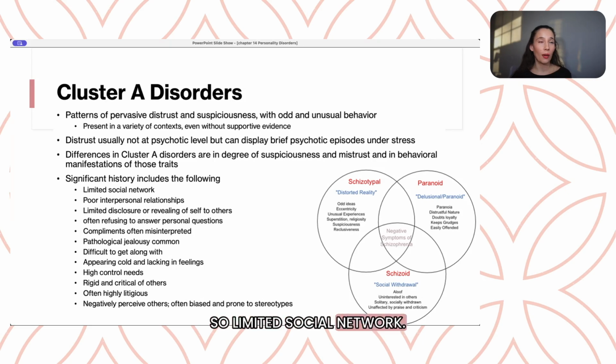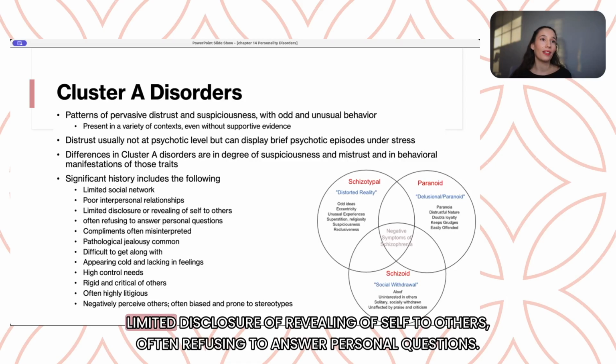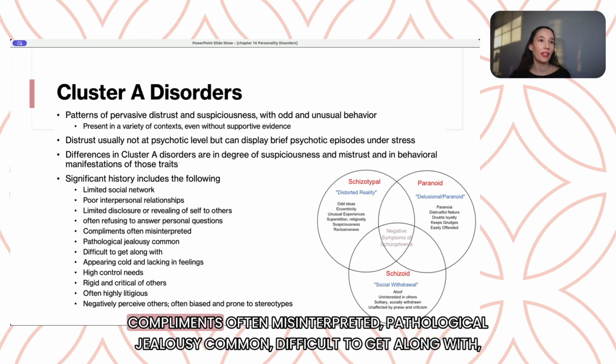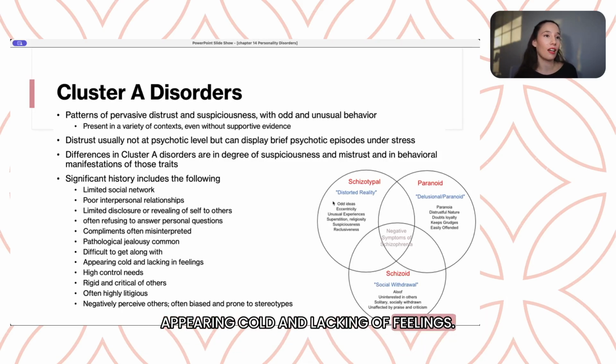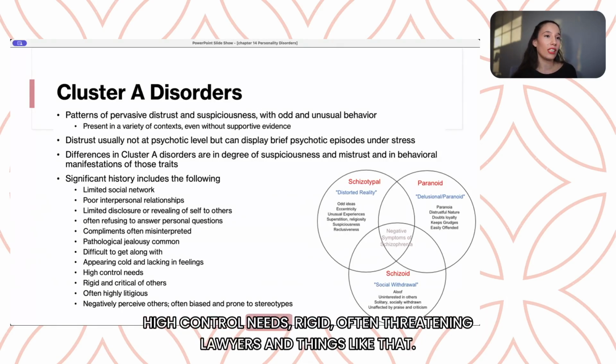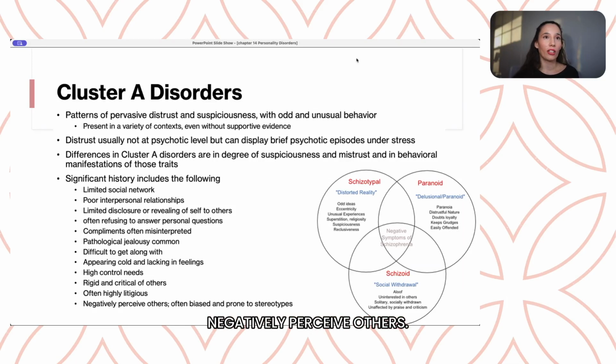So limited social network, poor interpersonal relationships. We're going to see that with all of these. Limited disclosure and revealing of self to others, often refusing to answer personal questions. Compliments often misinterpreted, pathological jealousy common, difficult to get along with, appearing cold and lacking of feelings. High control needs, rigid, often like threatening lawyers and things like that, negatively perceive others.